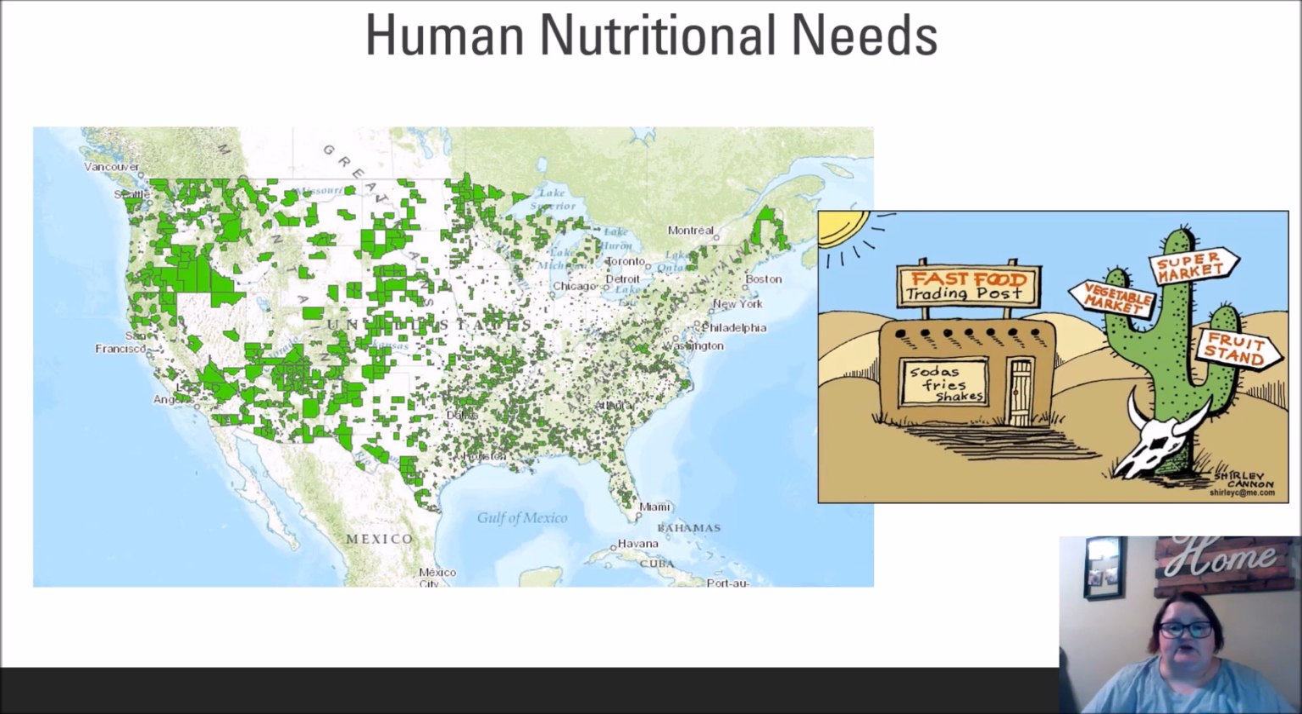This map of the continental United States shows areas of food deserts. A food desert is a location in which people have little to no access to healthy food options, particularly fresh fruits and vegetables, due to a lack of markets within convenient driving distance. Take note of where the largest groupings of food deserts are located.